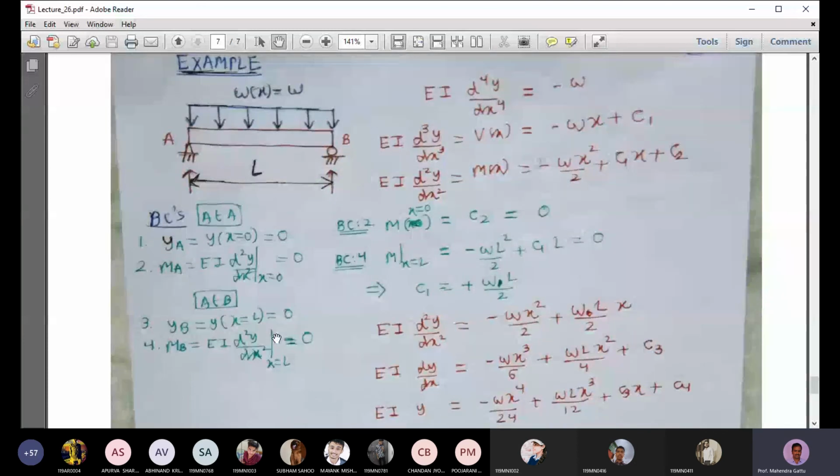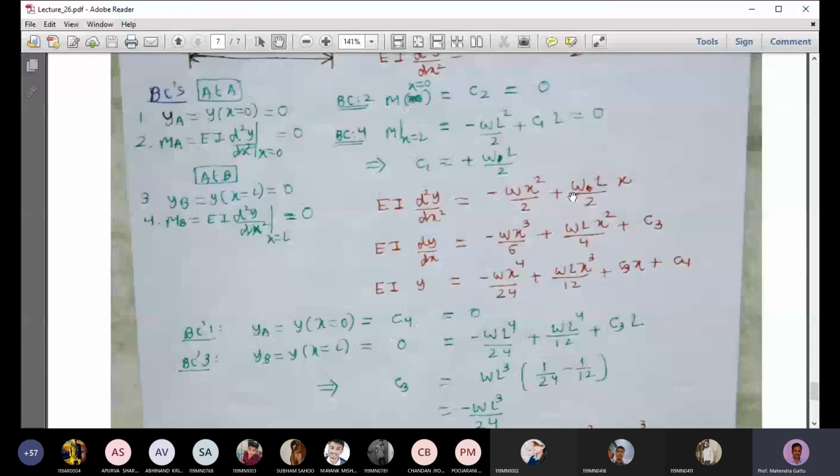So first boundary condition we will apply is M of 0. So we'll get C2 is 0, and M of L, which is minus WL square by 2 plus C1 L, and C2 is 0. So that entire term is 0. So we will get C1 is WL by 2. So we can rewrite this term EI d square y by dx square by substituting the C1 value here. So we'll have minus W x square by 2 plus WL by 2 x.